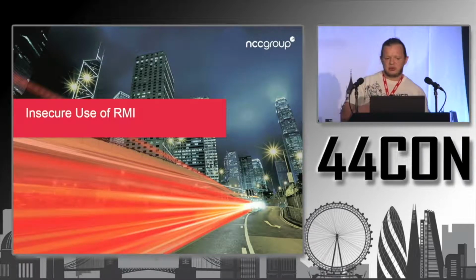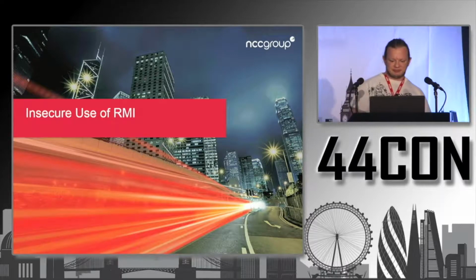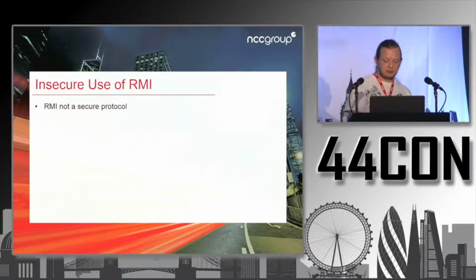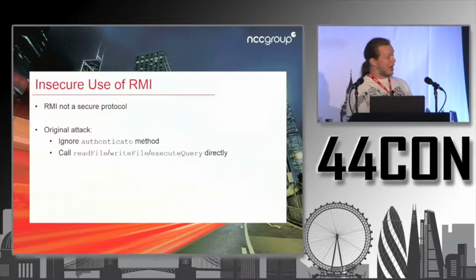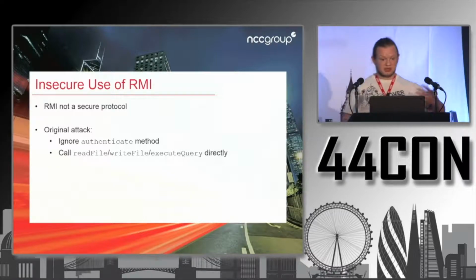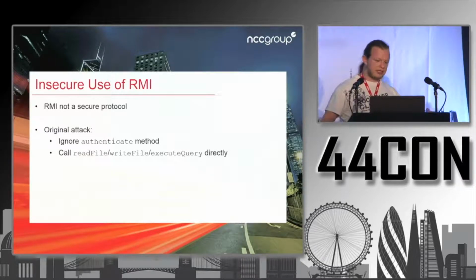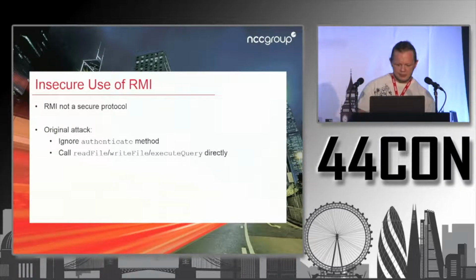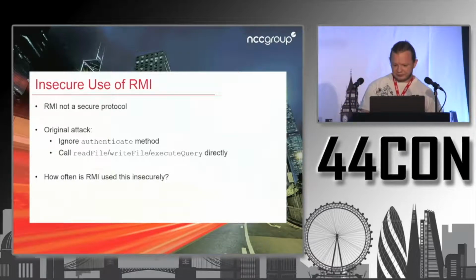So I wanted to look into this insecure use of RMI. Like I say, it's not a secure protocol. In my original attack, I ignored the authenticate method. The actual application, if I tested that during that original attack, the login screen would have called the authenticate method and then just done the other stuff once I'd logged in. But like I said, I didn't need to do that. I bypassed the authentication, essentially, and called read file, write file, execute query, list files, all these kind of methods directly. So I wondered, like I say, how often is RMI used just this insecurely?